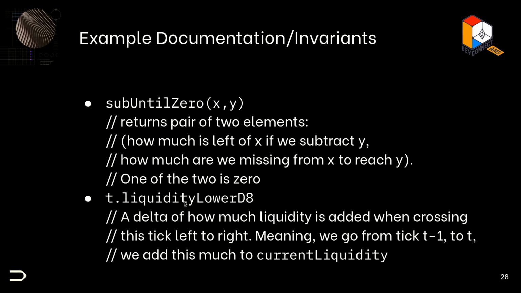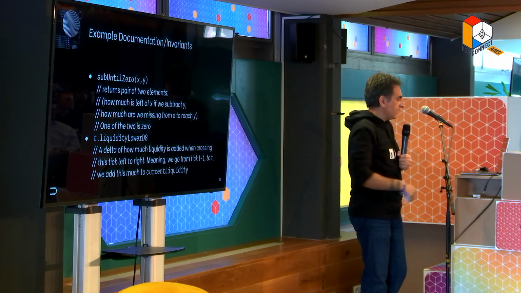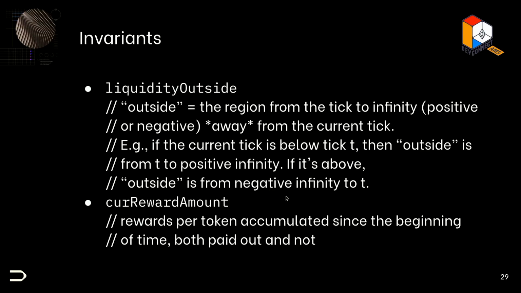Or something like this. What is this variable or this field of a struct? It's a delta of how much the liquidity is added when this happens. That's great. That's fantastic comments because they give me an interpretation of something that otherwise I would need to reverse engineer with a lot of pain and suffering. And I have more examples of the same kind, but this is not so you can actually parse them. Obviously, I don't expect you to internalize the spec of any of those in real time.